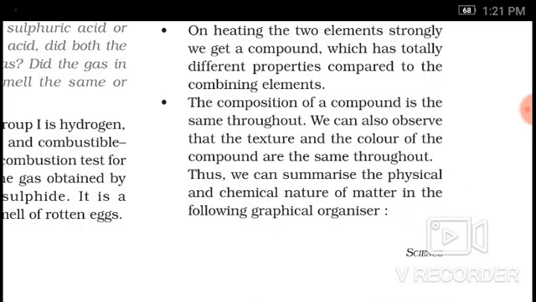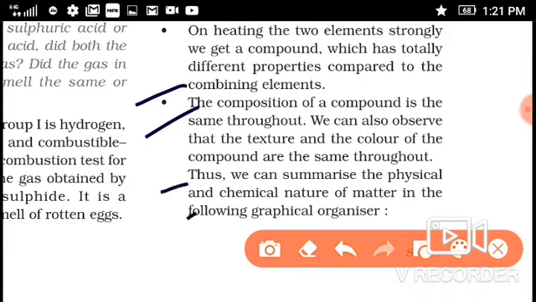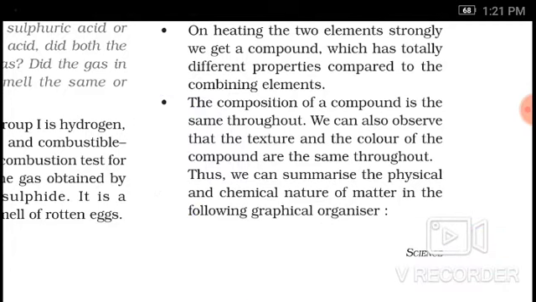The composition of a compound is the same throughout. Group second, we are talking about group second. We can also observe that the texture and the color of the compound are the same throughout. Thus we can summarize the physical and chemical nature of matter in the following graphical organizer.